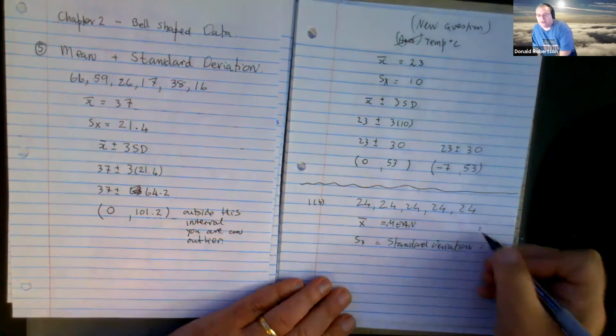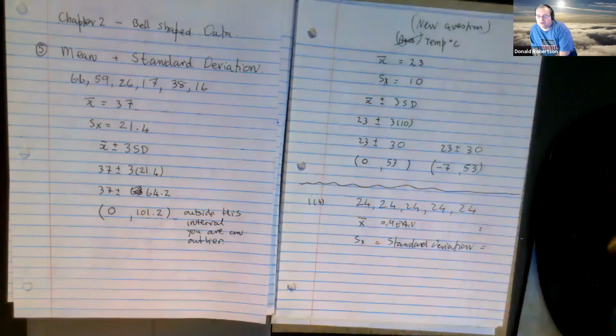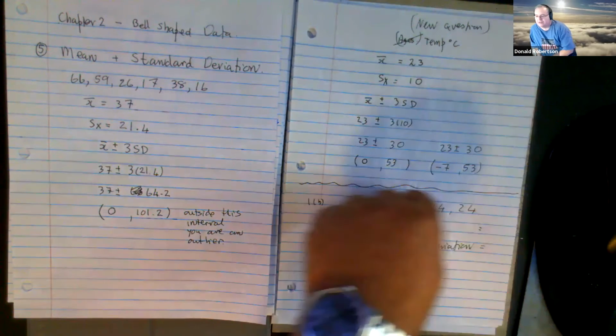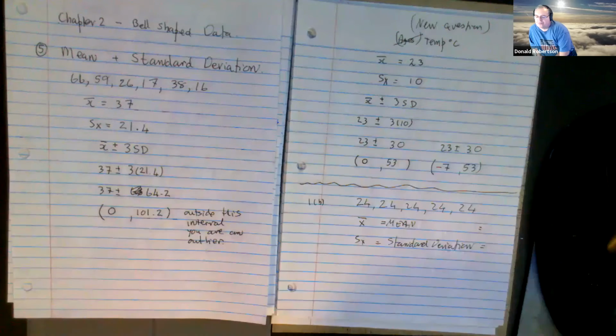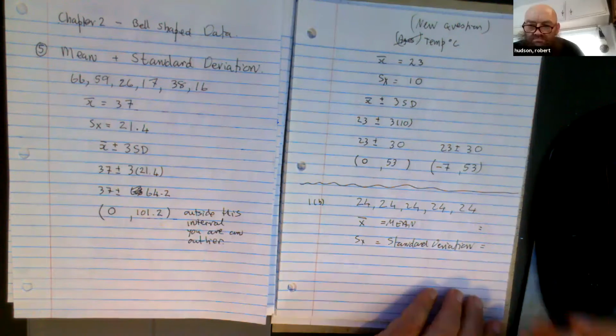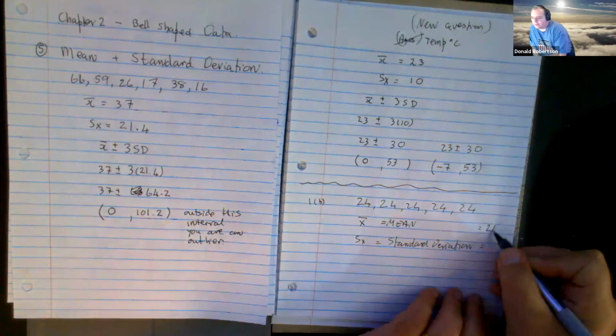I could put it into the calculator and get the answer, and I would get the right answer. But this is a special case. I know the answer to what the mean and standard deviation of this rather weird data set is. What's the mean of this data? 24? Yeah. Would you agree if all the numbers are 24, the average is 24, right? The mean's 24.